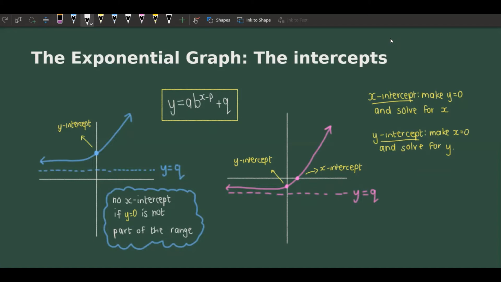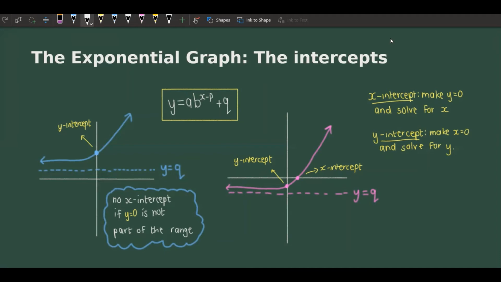Let us have a look at these graphs over here. So on the blue graph, this where it cuts the y-axis is the y-intercept. However, you will notice in this case, there is no x-intercept because our graph is above the asymptote. Please note that there will be no x-intercept if y is equal to 0 is not part of the range. In this graph here, we have that y is equal to 0 is part of the range, and we have both a y-intercept and an x-intercept.